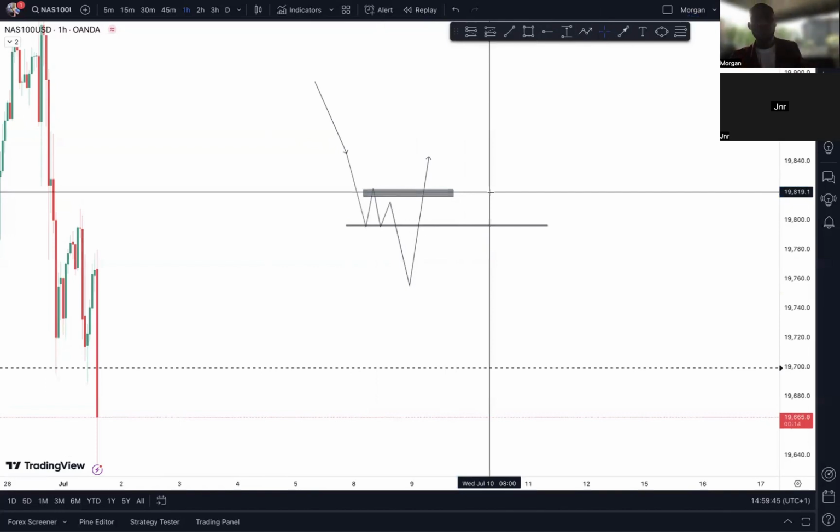One second, but I want to take this trade on NASDAQ because it's a good trade in my opinion. So I'm taking the sell on NASDAQ.